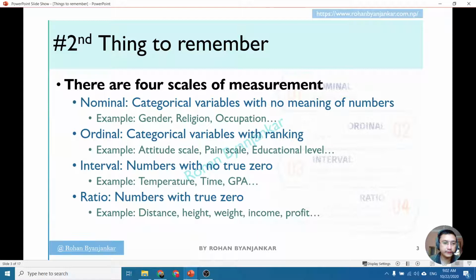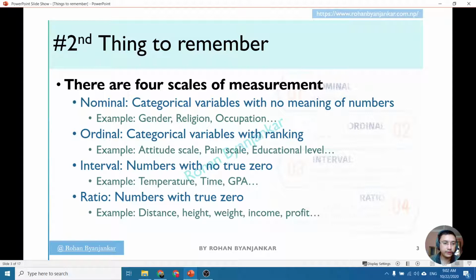And following gender, the other variable is religion. Religion can also be categorized into different forms such as Hinduism, Buddhism, Islam, Christianity, and we can code them all. If I call Hindu as 1, Islam as 2, Buddhist as 3, and Christian as 4, then they are simply the codes. I cannot add them up.